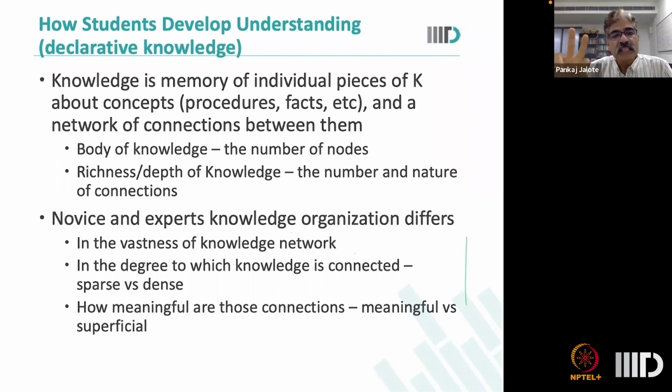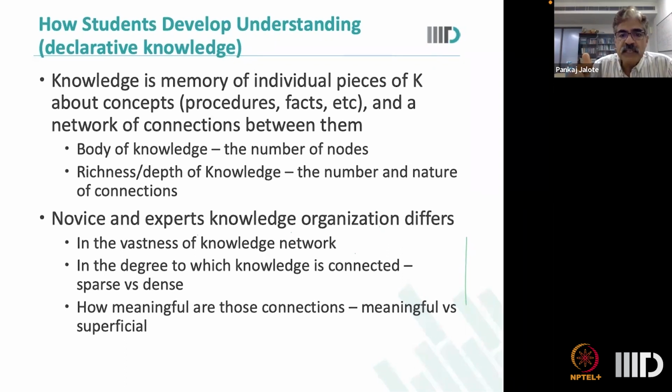But there's another aspect which is called the depth or richness of knowledge, which is the number and nature of connections between these nodes. So if you consider each knowledge piece as a node in a graph, then how many connections you have in this graph is also part of your declarative knowledge, because that's when you see this knowledge is relevant to this knowledge, and these two can be combined to create another knowledge, etc.